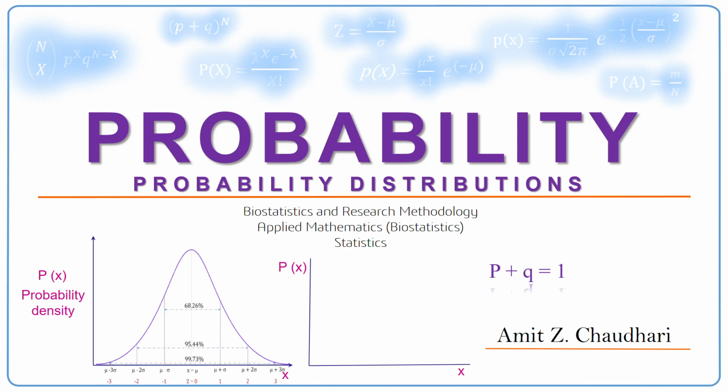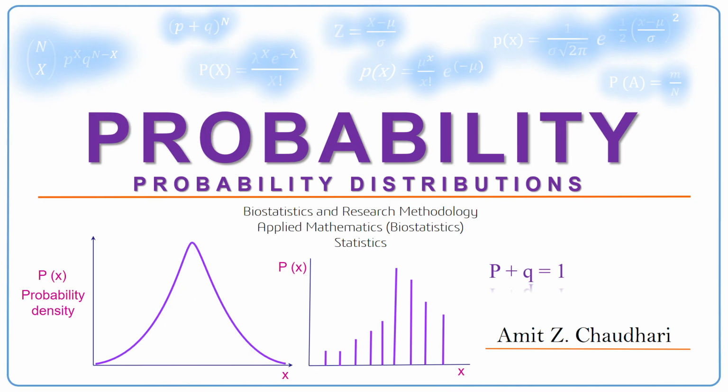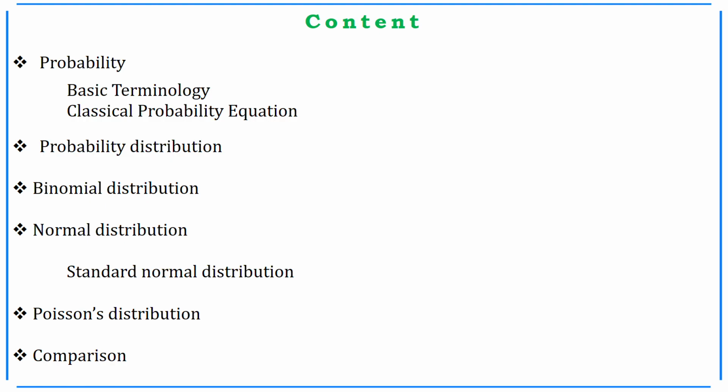Probability and probability distributions. The topic of biostatistics and research methodology, applied mathematics, biostatistics, and statistics. Content of this topic includes probability, basic terminology in probability, classical probability equation, probability distribution, binomial distribution, normal distribution, standard normal distribution, Poisson's distribution, and comparison of types of distribution.